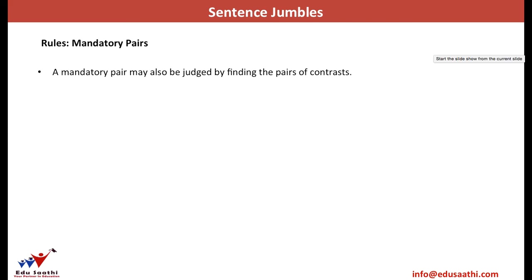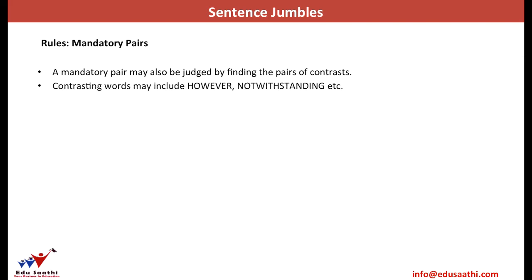Now, we may also judge the mandatory pairs based on the words that show some contrast. For example, words like however, notwithstanding, but, these are the words of contrast. So if there's a phrase that starts with "but", we'll have another phrase that precedes this given phrase that will show something happening in contrast. Likewise, if there's a phrase that ends in "but", there must be another phrase that follows it that shows some contrast, right? So thus we can judge the mandatory pairs based on the contrasting words.